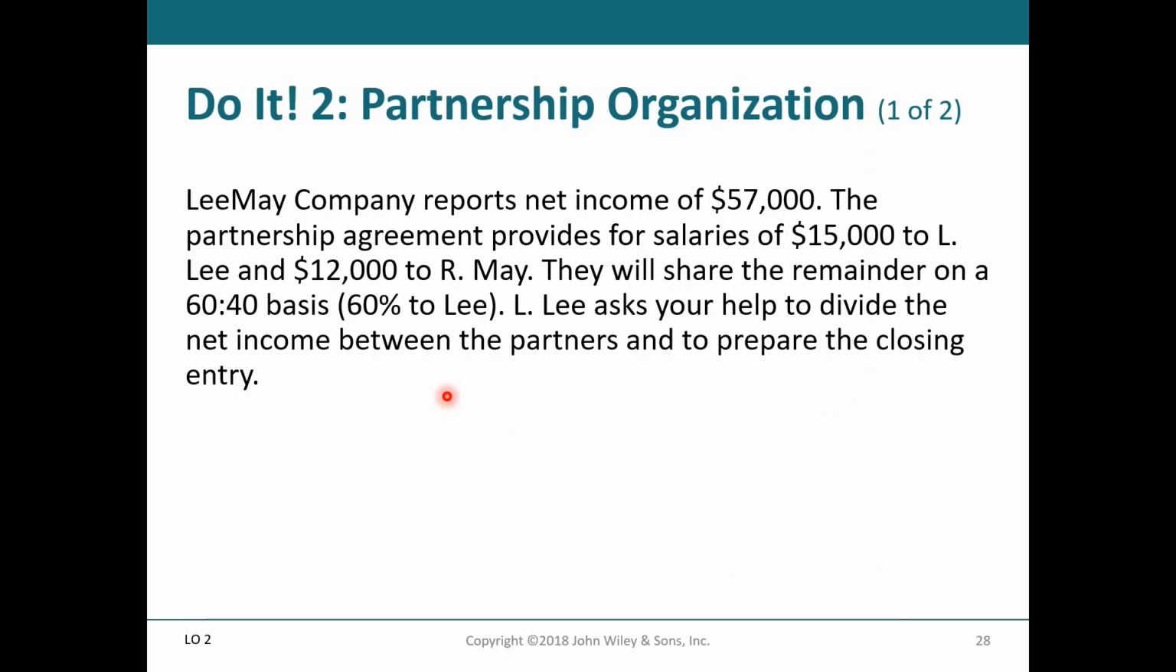So another illustration: Lee May Company reports net income of 57,000. The partnership agreement provides for salaries of 15,000 to L. Lee and 12,000 to R. May. Salaries, not sales. They will share the remainder on a 60-40 basis, 60 to Lee. Lee asks your help to divide the net income between the partners and prepare the closing entries. So here they're not sharing the income 50-50. It's 60-40.